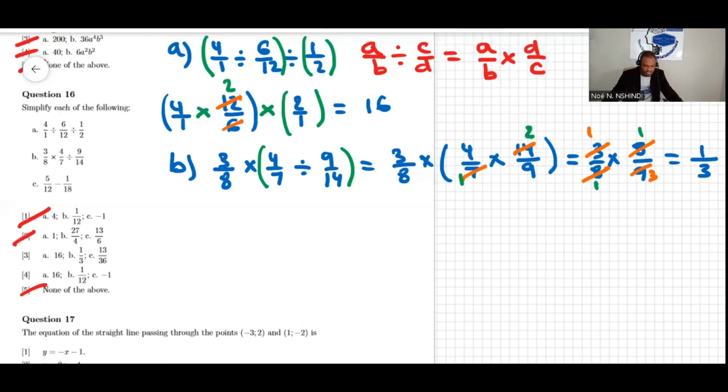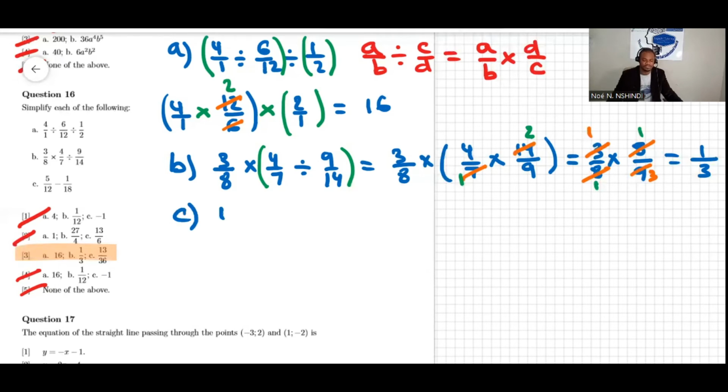So I can see it cannot be this alternative because over here we have 1/12. So the only possible alternative is alternative 3. Now I don't need to continue working C, because I already know the answer must be this one, since it cannot be any of the others. I can stop here, but just for the sake of doing it, let's do C.